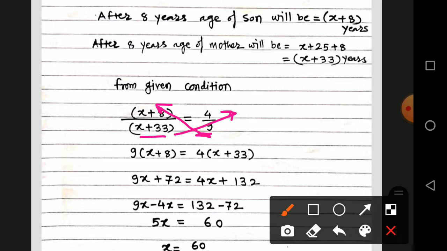In the next step, multiply by the term which is outside. This 9 is outside of the bracket. Multiply this 9 to x and 9 to 8. 9 into x means 9x. 9 into 8 means plus 72. Multiply 4 to x means 4x. Multiply 4 to 33, plus 132.